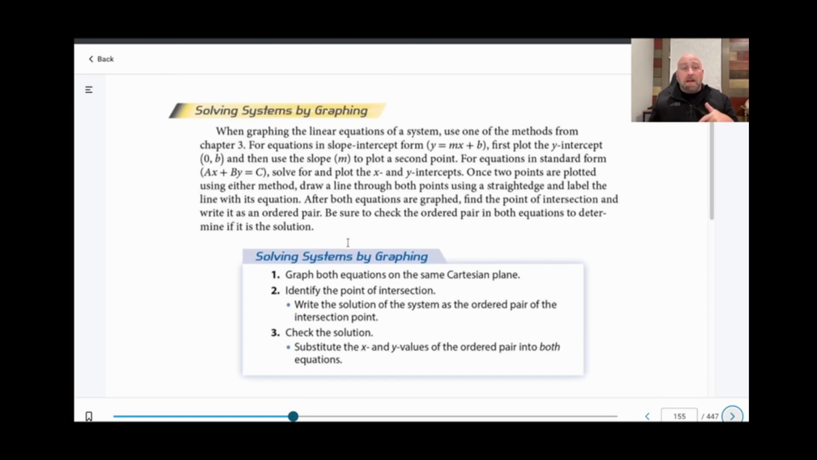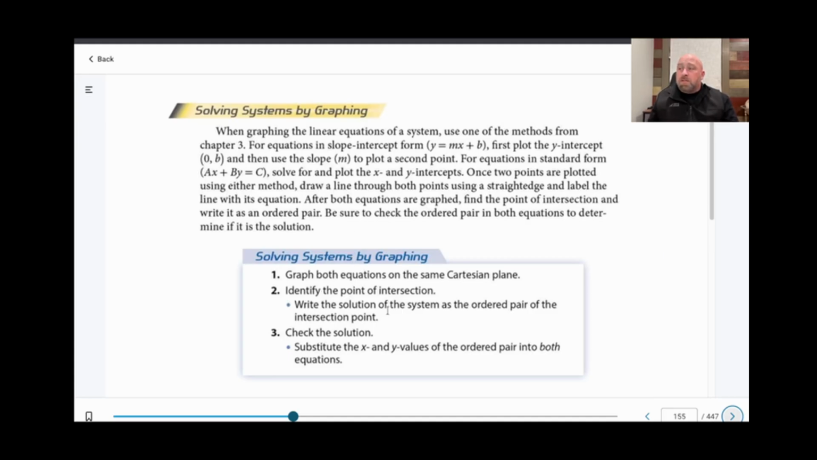You can graph by y-intercept. You can graph by doing a chart and plotting points. You can do it a number of different ways. I think the easiest way, just for me, is a lot of times the y-intercept graphing. Just get where it crosses the y-axis, and then count the slope off of it. But you can graph these lines however you want.